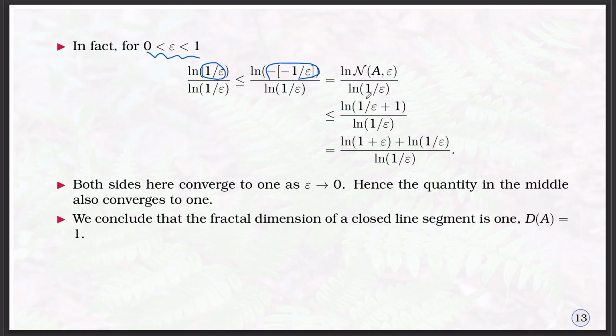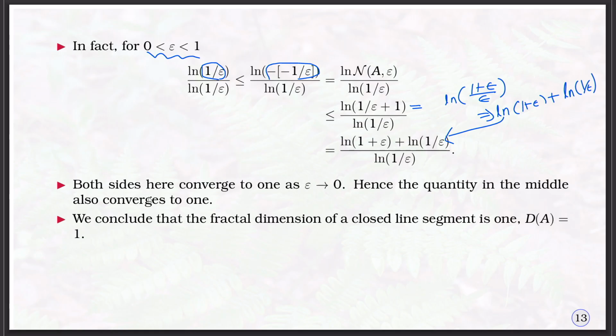Now, this quantity is less than or equal to ln of 1 by epsilon plus 1, because we are taking the integral part, this number plus 1, which is less than or equal to this part. Now, this one we can write as ln of (1 plus epsilon) over epsilon. So, one can write this as ln of 1 plus epsilon plus ln of 1 by epsilon. This we can write here.